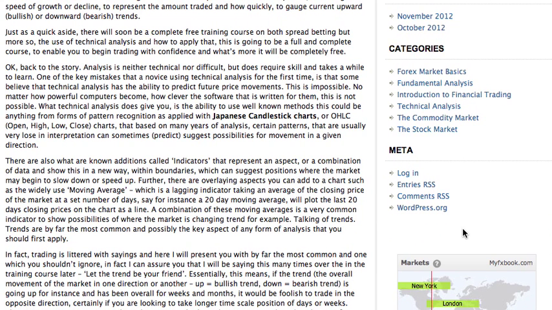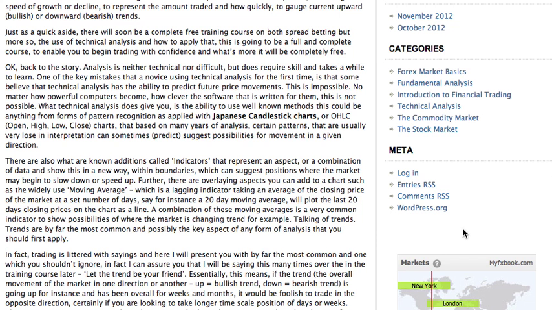Analysis is neither technical nor difficult, but does require skill and takes a while to learn. Now, one of the key mistakes that a novice using technical analysis for the first time makes is that some believe that technical analysis has the ability to predict future price movements. Now, this is impossible. No matter how powerful computers become, how clever the software that is written for them, this is simply not possible. What technical analysis does give you is the ability to use well-known methods.